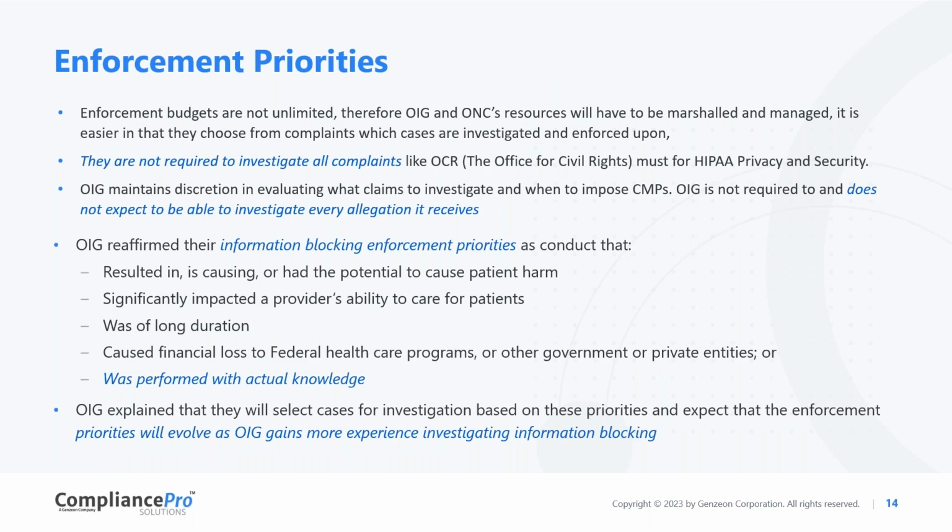They say in the rules their enforcement budgets are not unlimited and their resources have to be marshaled and managed. But they don't have to investigate all complaints like the Office for Civil Rights must for HIPAA. If you have a complaint under HIPAA, it's going to get investigated. But under OIG ONC rules, they're only going to investigate what they want from complaints that come in. That's much more like what the Federal Trade Commission does. You can complain all day long. They may or may not investigate based on it. In fact, most of the time they don't.